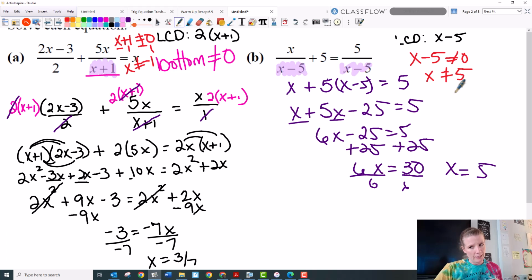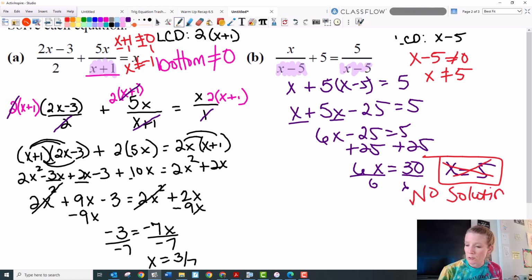Well, I said x can't be 5, but doggone it, I got x equals 5 as my answer. So what I have to do is throw that away and say no solution.